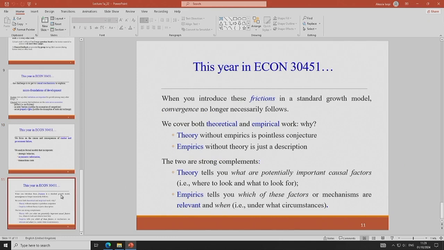Now, as I said to you at the beginning, we will be focusing both on theory and empirical aspects. Why? This is a very personal view. I think that theory without any empirics is a pointless conjecture. I might come up with a very interesting theoretical model, but if the assumptions that I work with are very far from reality, what do I do with that? What kind of suggestion, what kind of insight can I get in reality?